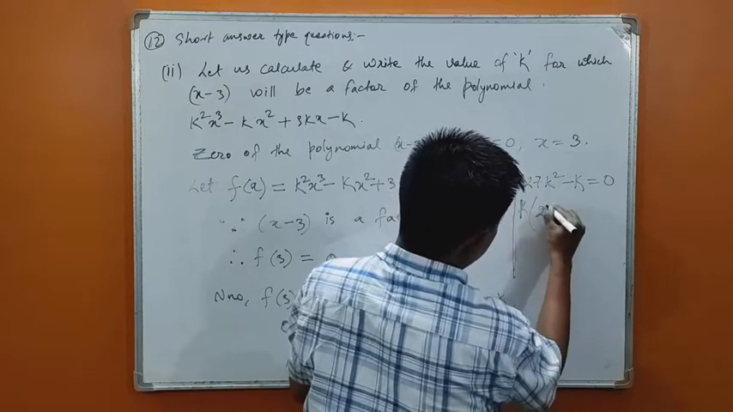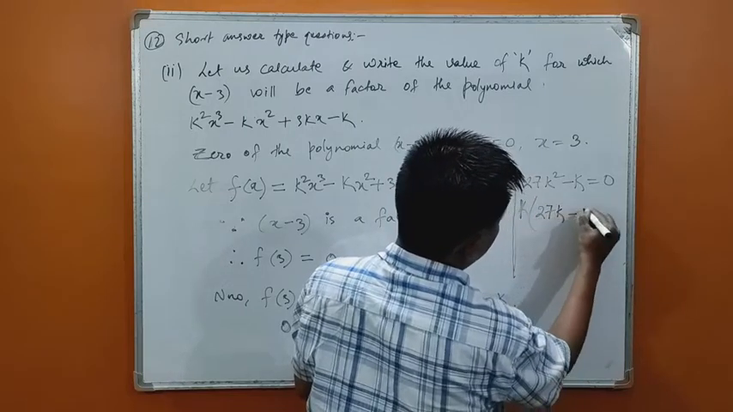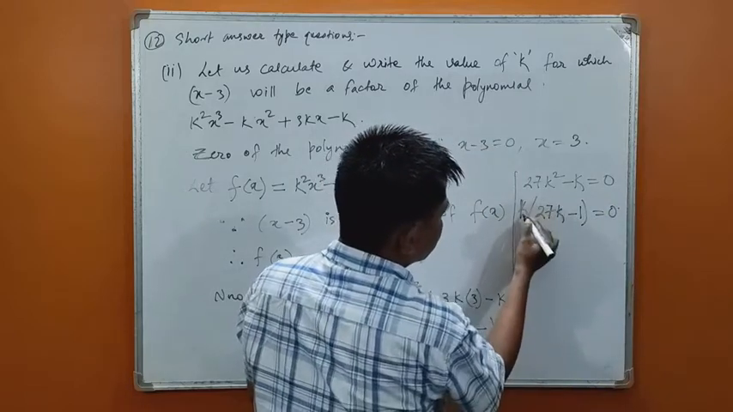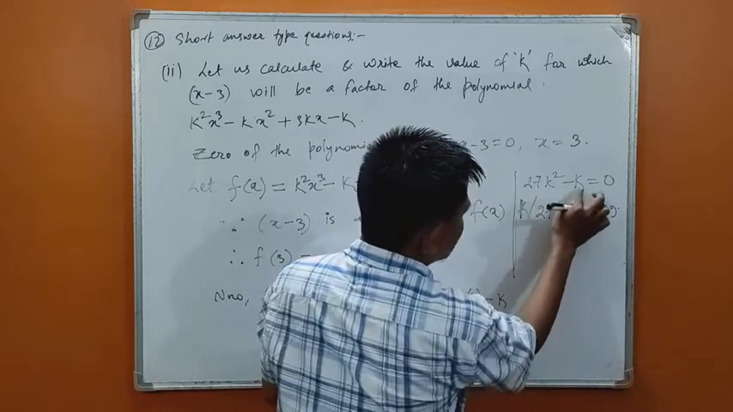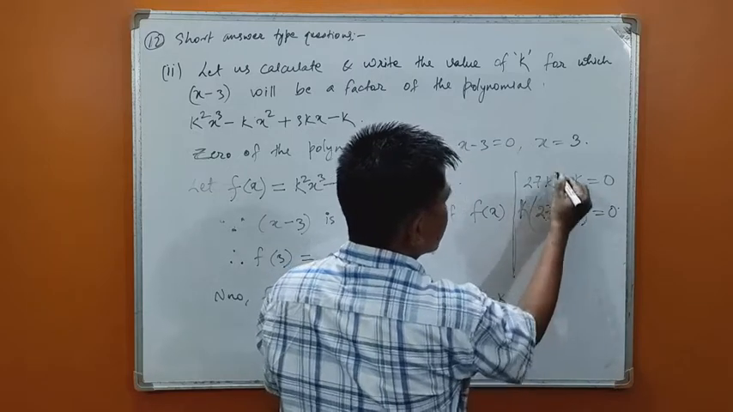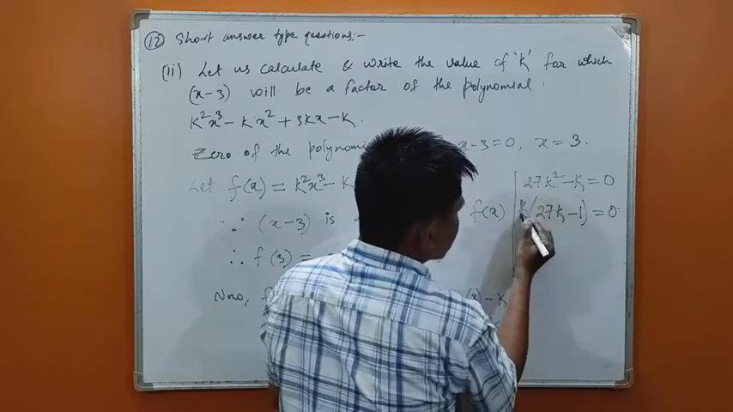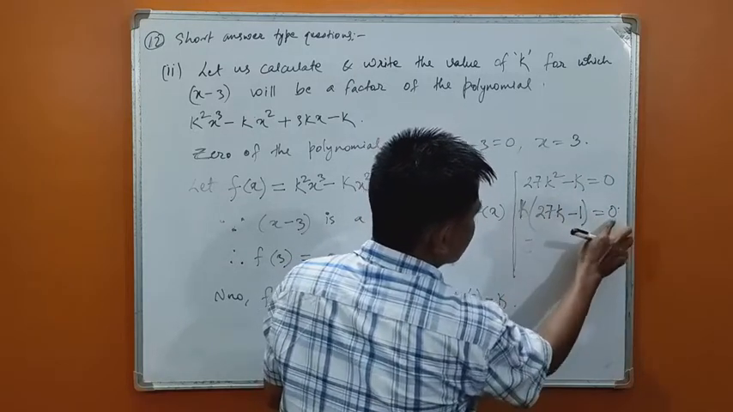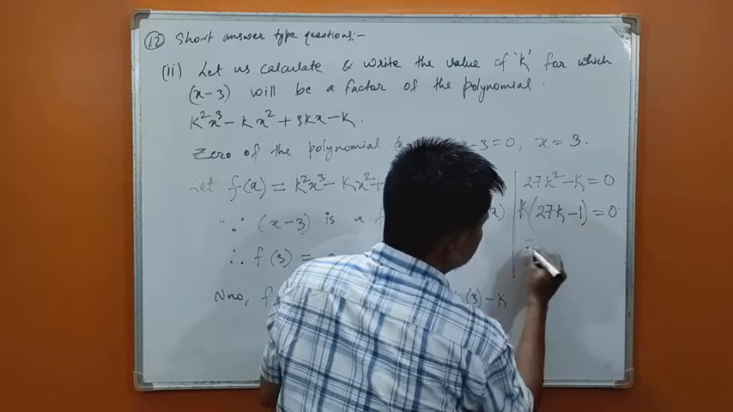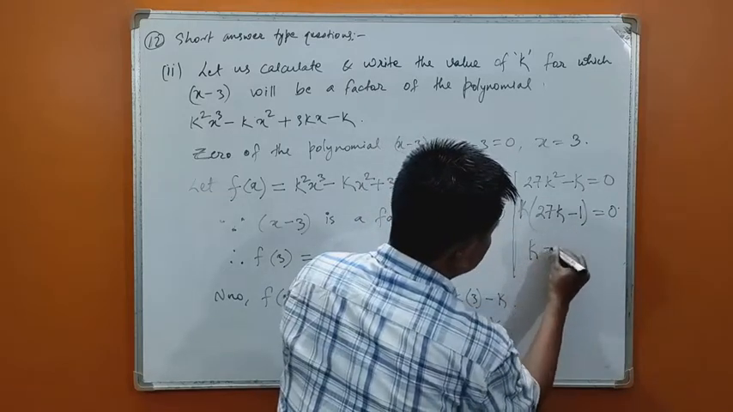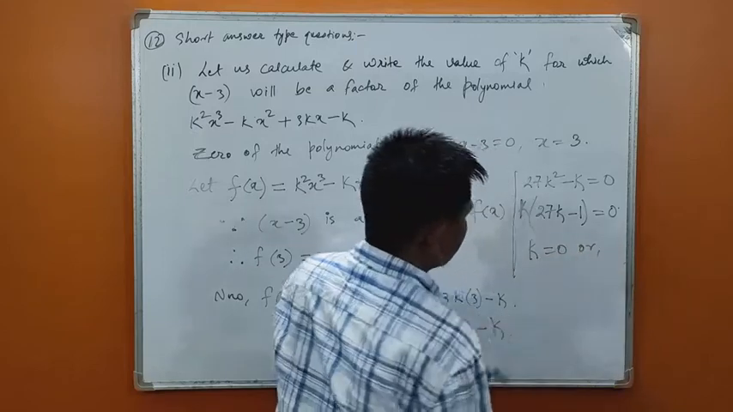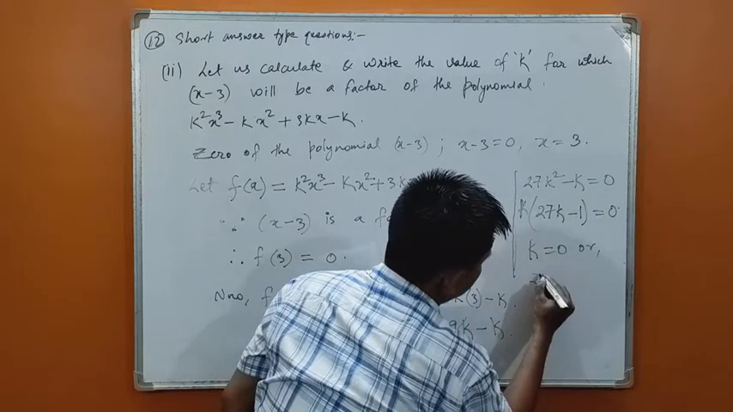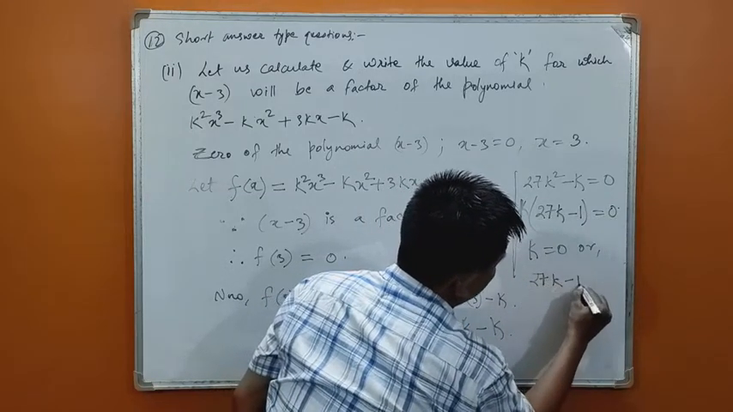So we have k(27k minus 1) equal to 0, isn't it? When we take k common, k into 27k is 27k square, plus into minus is minus, k into 1 is k, equals to 0. The product of these two is equal to 0, isn't it? So either k equals to 0, or 27k minus 1 should be equal to 0.